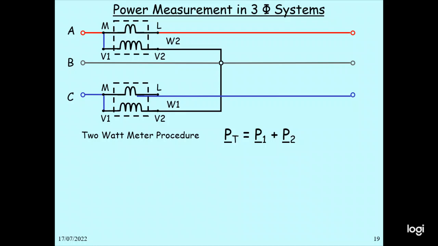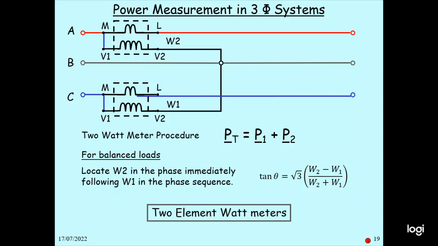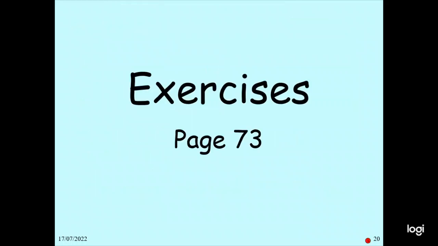So P total is equal to P1 plus P2 for a balanced load. Locate W2 in the phase immediately following W1 in the phase sequence. So theta equals the arctangent of root 3 times W2 minus W1 divided by W2 plus W1. So this is where a two element meter can be utilized.